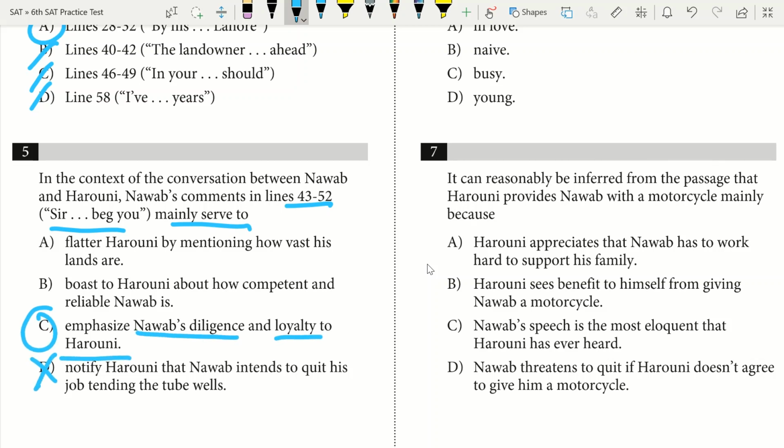As far as why A is wrong, flatter Haruni by mentioning how vast his lands are. He's not trying to flatter him. He's trying to show his dedication. B, boasting about how competent and reliable. He's actually saying he's unreliable now because he's gotten old and he's asking to be released. So that's going to be wrong as well. D, notifying Haruni he intends to quit. No, he's asking permission to quit. He doesn't intend to yet. He's asking permission to. So 5 there is going to have to be C.